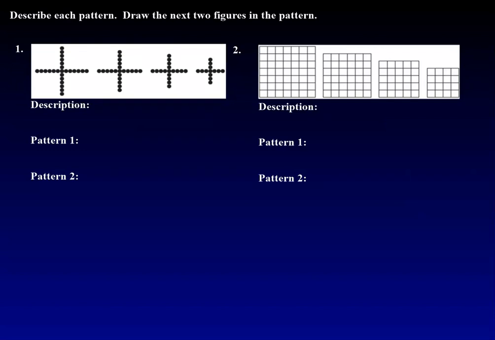Describe each pattern. Draw the next 2 figures in the pattern. So number 1, we have these series of dots, right? They make pluses. And if you look, each time the outer edge and the outer dot of each of the sides goes away. So they lose 1 dot in every direction. And they do that each time. And so that is our pattern. That is what's happening.